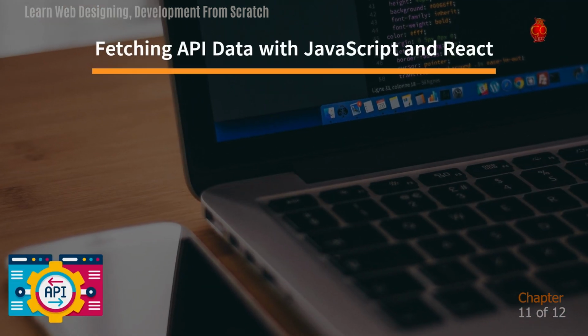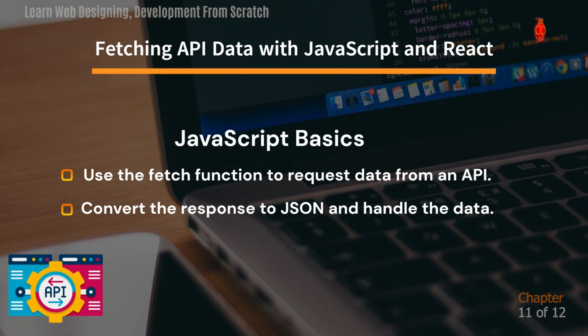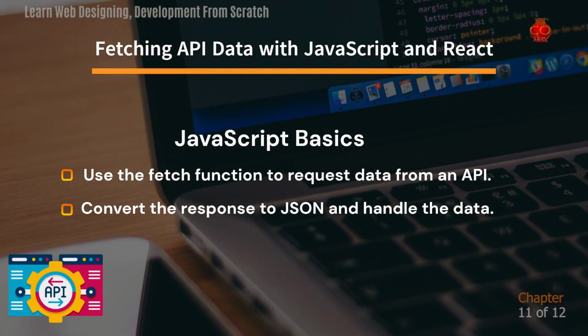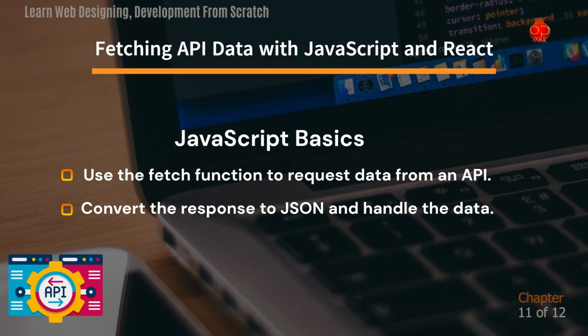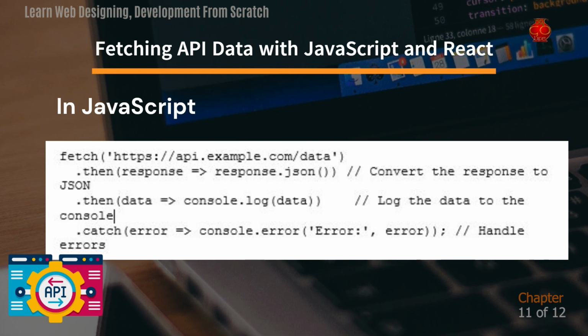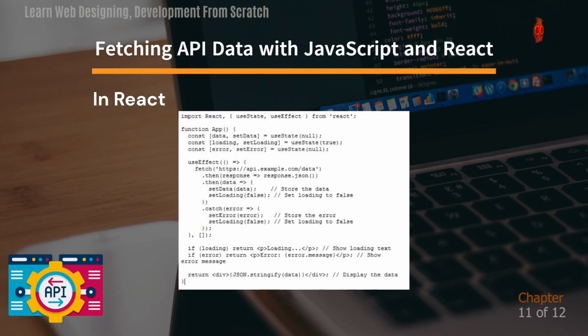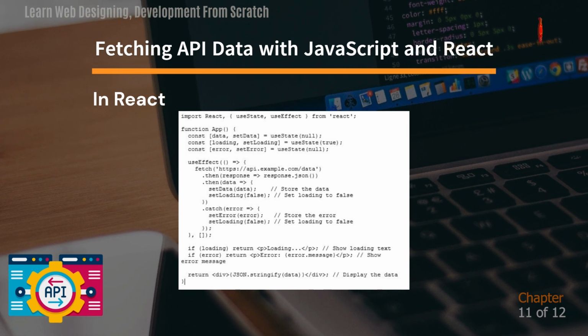To get data from an API, you need to send a request to it, and then handle the response. In JavaScript and React, you can use built-in functions or libraries to do this. In JavaScript, you use the fetch function to make a request to the API. In React, you use the useEffect hook to fetch data when your component loads and the useState hook to store the data.